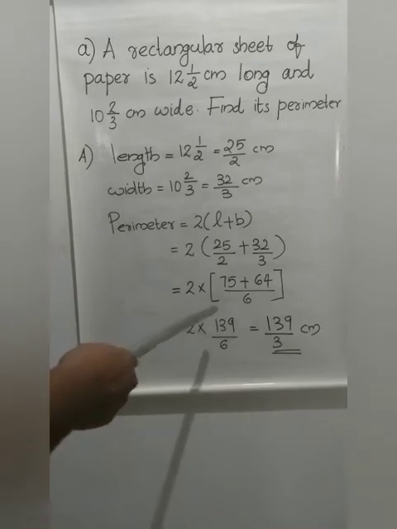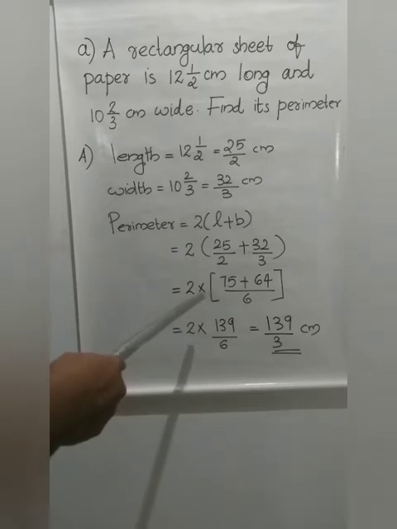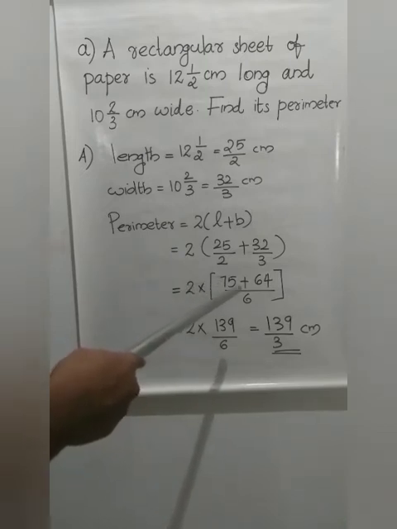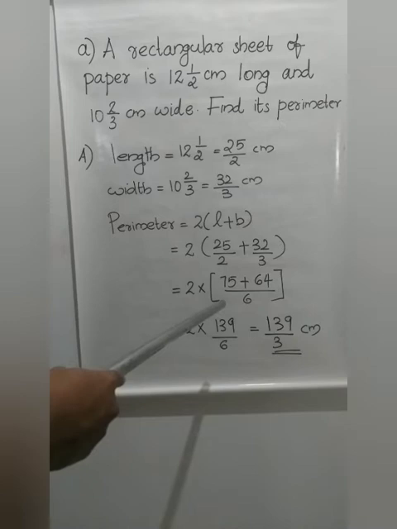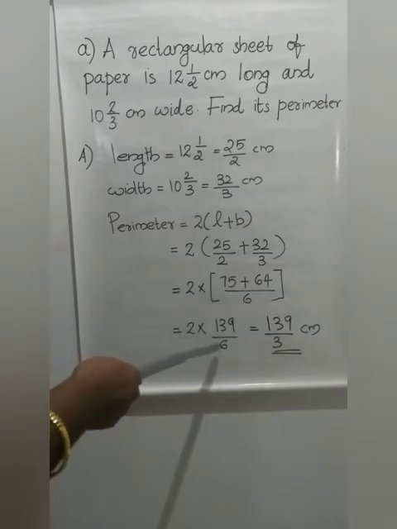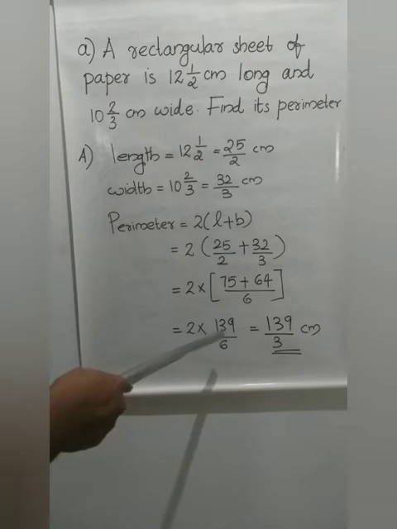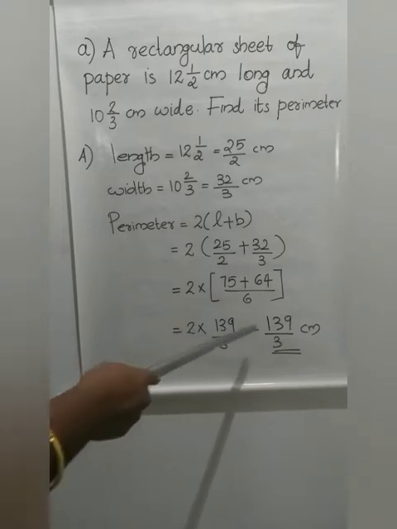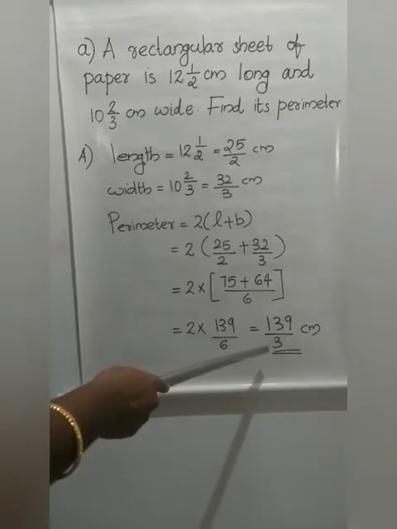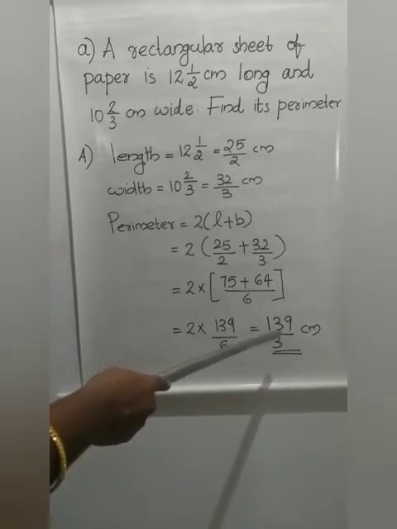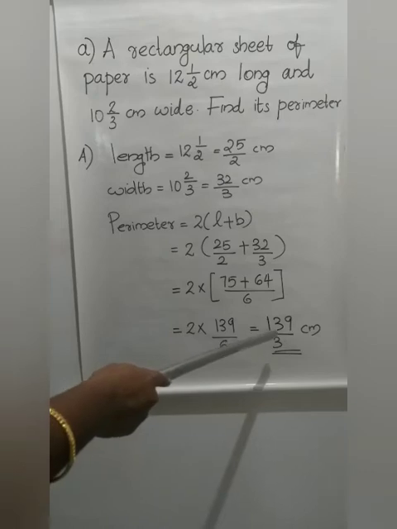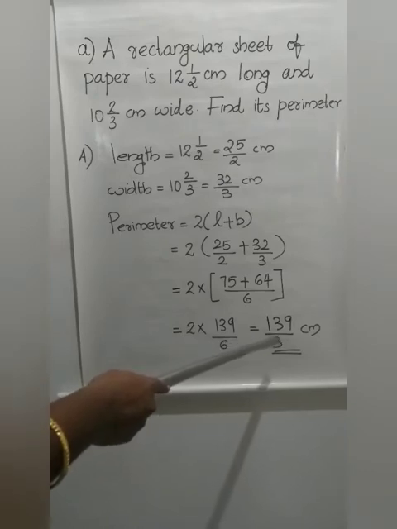Then multiply. Multiplication of fractions you are studying after this topic, so there I will explain the multiplication of fractions. Just understand here what we are doing. Here 2 and 6, you know 2 and 6 have a common factor. 6 you can write as 2 into 3. So, the 2 is common. When cancelling that 2, what remains here? 3. So, 139/3. So, the perimeter of the rectangular sheet of paper is 139/3 centimeter.